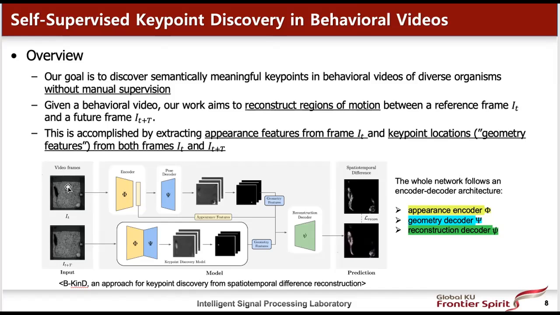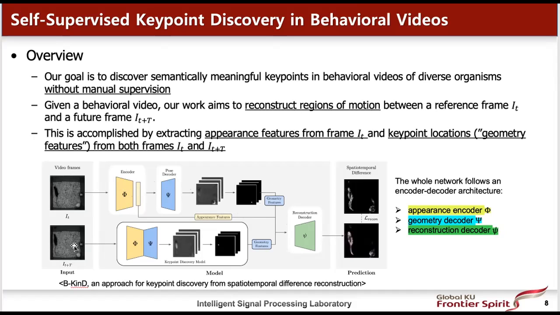The first one is the reference frame, I_t, and the next one is the future frame, I_(t+T). There is an appearance encoder, marked with yellow, a pose decoder marked with blue, and a reconstruction decoder marked with green blocks. For the reference frame, we use the appearance encoder and the pose decoder to extract the appearance feature and the geometry features.